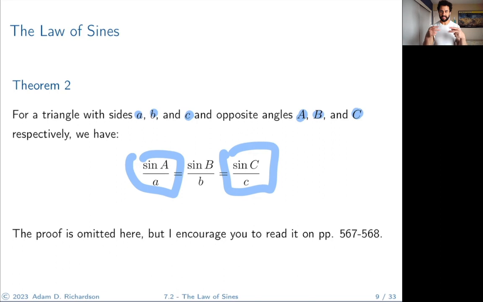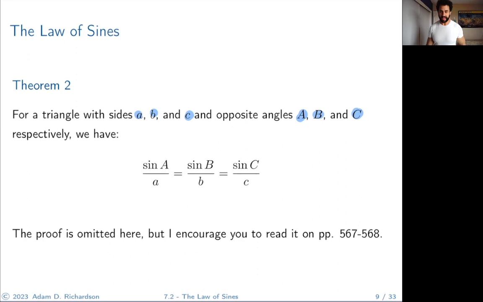That's the idea. So this equation here is relating all three of these quantities: sine of A over the length A, sine of B over the length B, and sine of C over the length C. And it turns out that all of those things are equal. And in practice, what we'll do is we'll basically pick one pair to help us solve for a missing quantity. And we'll see that in just a moment here. The proof of this law is omitted, but I encourage you to read it on pages 567 and 568. The proof is not that long, it's not that technical, but because there's already so much information to cover in this section, I decided to cut it and just leave it for you to read on your own.